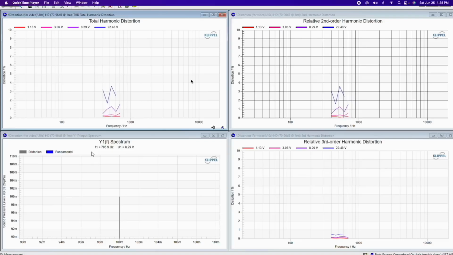First of all, I want to state that up here are the different voltage levels that represent the output volume. 1.13 volts is fed to the speaker. That results in about 70 dB at 1 meter. 3.06 volts is about 78 dB. This is about 86, 87 dB. And then this is about 96 dB, all again at 1 meter.